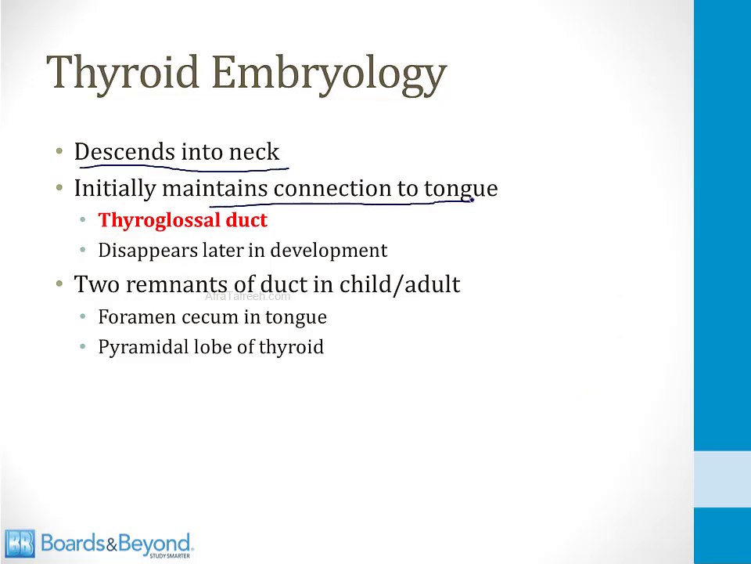So as that tissue from the pharynx descends into the neck, it will initially in the fetus maintain its connection to the tongue. This is a structure called the thyroglossal duct, and this will disappear later in development. And in the adult, there are two remnants of this thyroglossal duct that you can find. The first one is called the foramen cecum in the tongue. I'll show you a picture of that in a minute. And the second one is that pyramidal lobe of the thyroid we saw before. When that remains behind, that is a remnant of the thyroglossal duct.